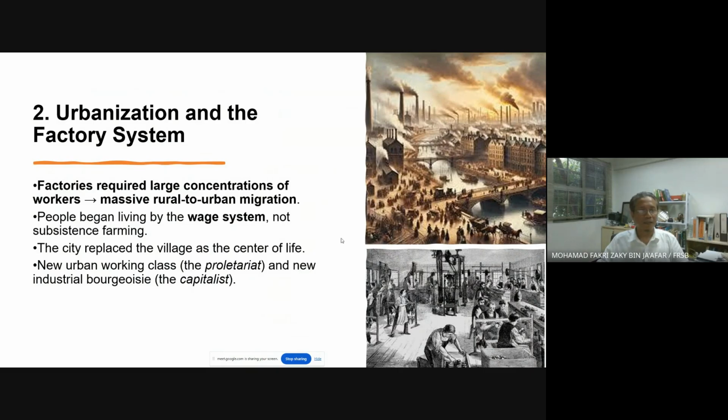Okay, the city replaced the village as the center of life. New urban working class, the proletariat, and new industrial bourgeoisie, the capitalist. Okay, so you start to have these two classes of people. Okay, the workers, the farmers. In the past it was the farmers, now they are the workers. But we now have the capitalist people who have the means to acquire the resources to start a factory, to start a business, so they can employ these people.